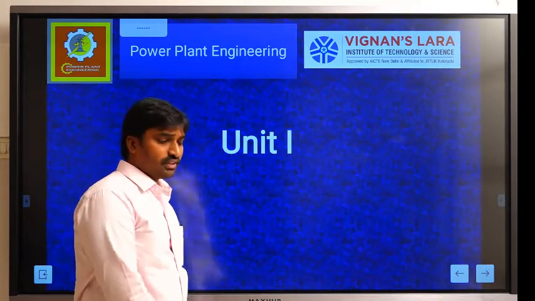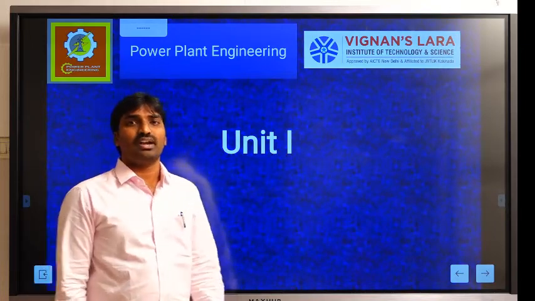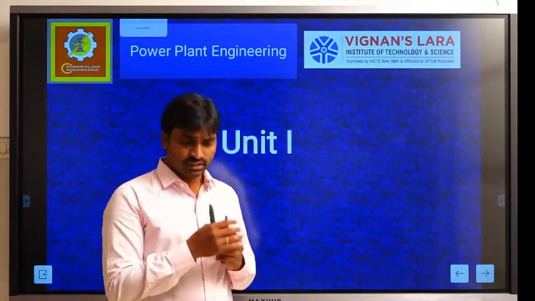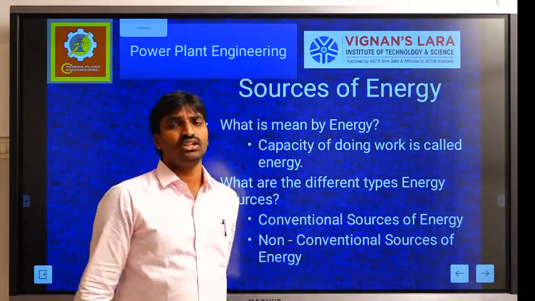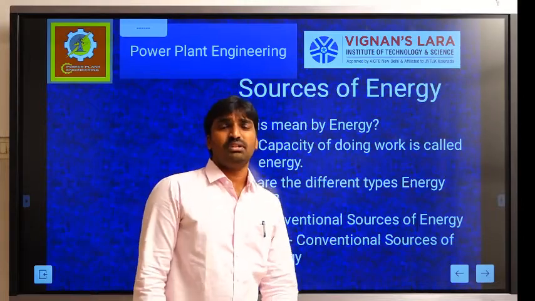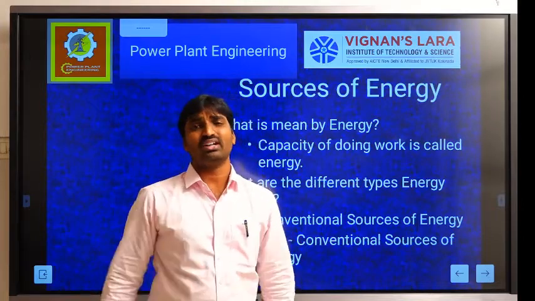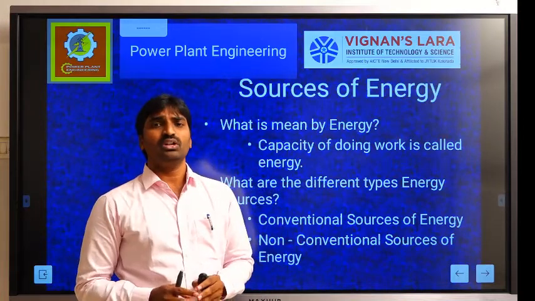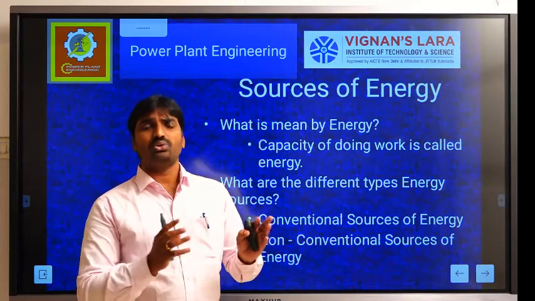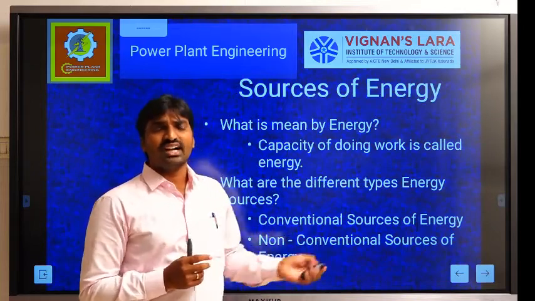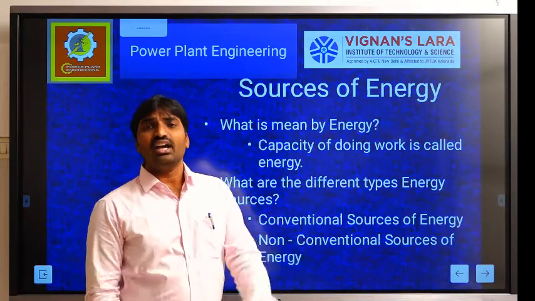Our unit 1 mainly focuses on steam power plants, an introduction to the different types of energy resources. See here, sources of energy. First, what is meant by energy? The capacity of doing work is known as energy. What are the different types of energy sources available in nature? Generally we have two types of energy sources: one is conventional sources, and the second is non-conventional energy sources.